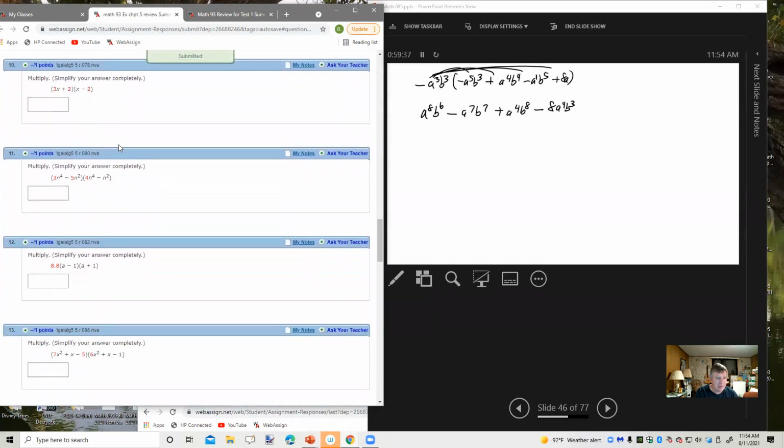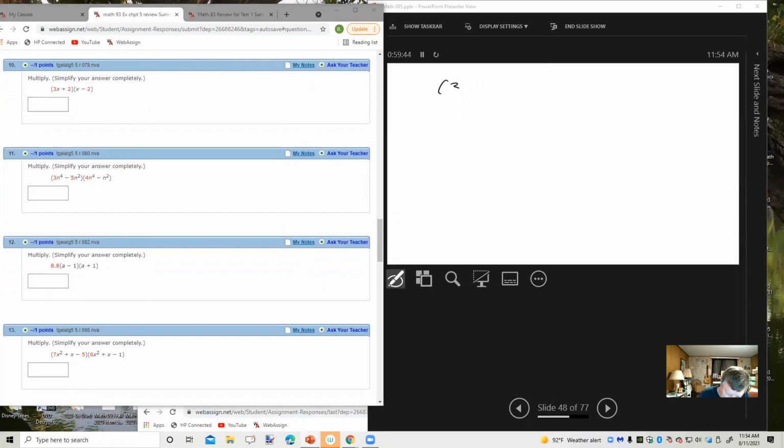All right. Now we're going to use the FOIL technique, multiplying two binomials together. So we've got 3x plus 2 times x minus 2. So 3x times x is 3x squared. 3x times minus 2 is minus 6x. 2 times x is 2x, and 2 times minus 2 is minus 4. Combining like terms, 3x squared minus 4x minus 4.